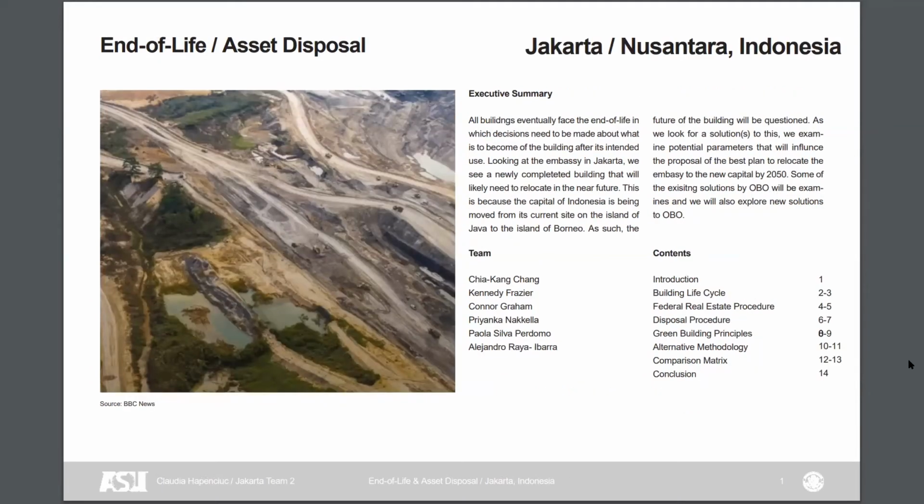End of life and asset disposal. This is the last phase for module 2. In this phase, we studied that all buildings are bound to have an end of life stage. We studied OBO solutions and other new solutions for what to make of the existing building, as we propose to move the embassy to the new city.